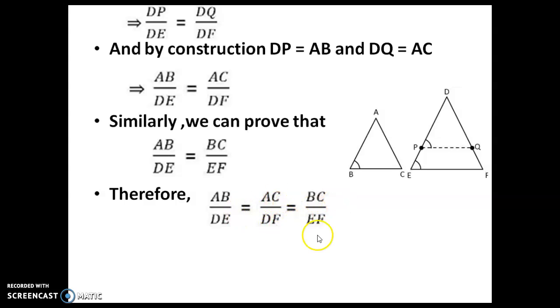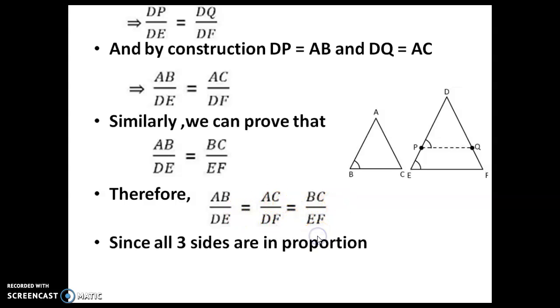So if these proportions are equal, since all the sides are in proportion, we can come to the conclusion that triangle ABC is similar to triangle DEF. So this is how we have come to the proof of the theorem.